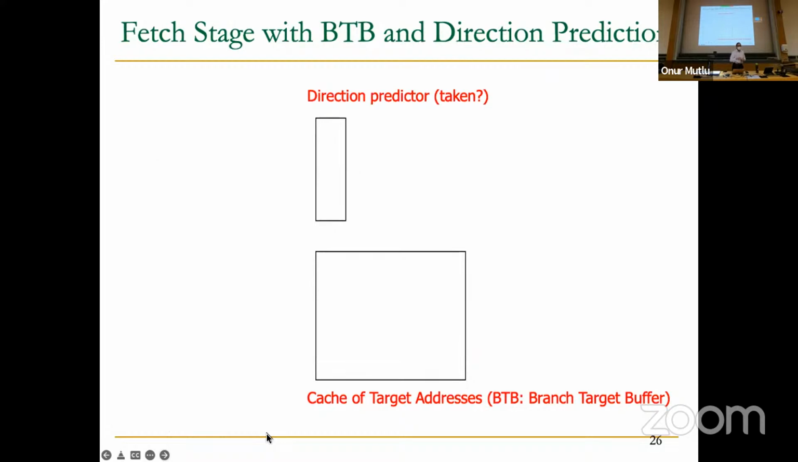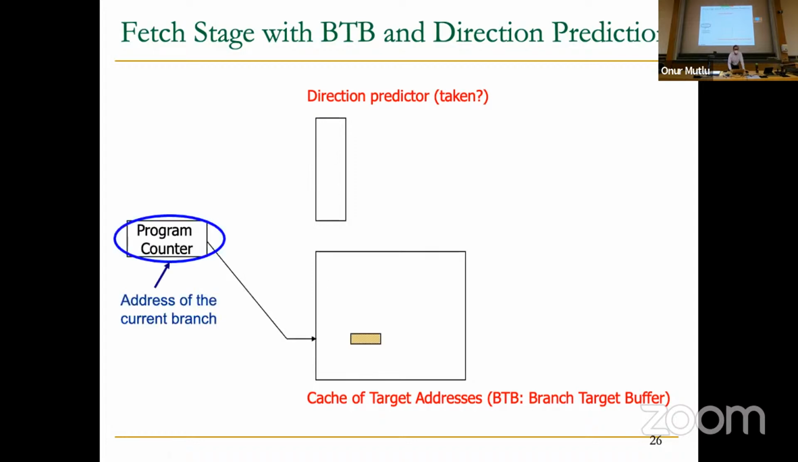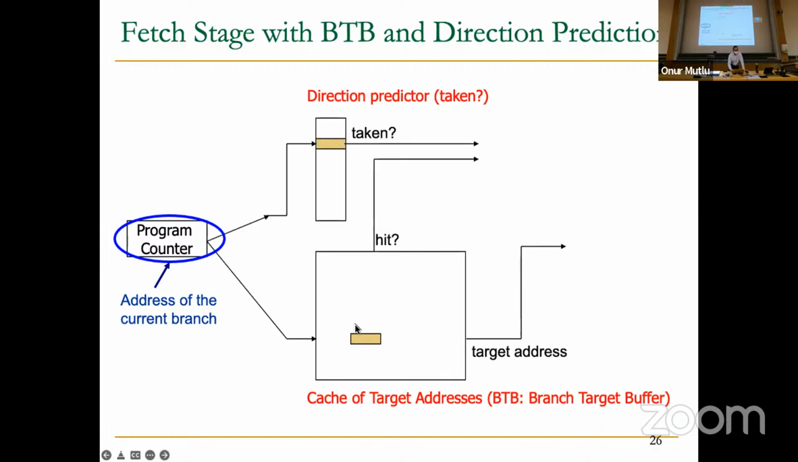So let's take a look at the fetch stage with BTB and direction prediction. Let's start with direction prediction. Assume you have a direction predictor, whether the branch is taken or not taken. We have a program counter, which is the address of the current branch or instruction. You index the cache of target addresses, the branch target buffer, with the program counter. It returns an entry, the target address. It also says, oh, I hit, meaning I found an entry for this program counter.